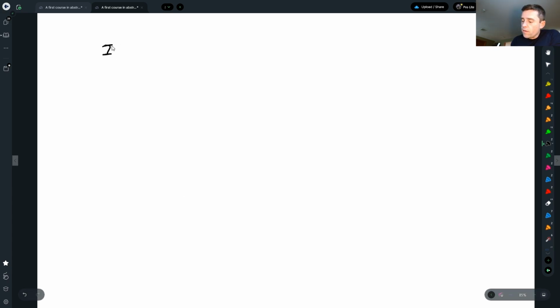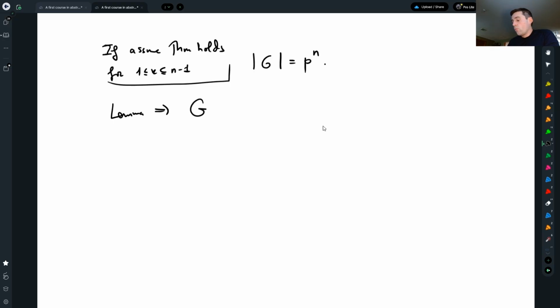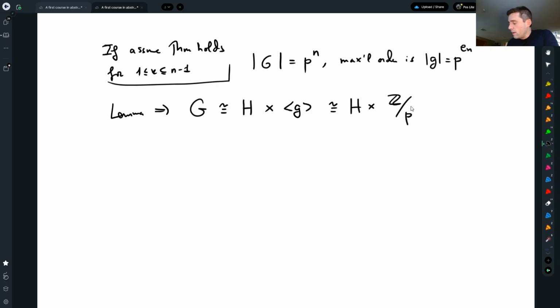Now, if we assume that the theorem holds for every k up to n minus 1 by a strong induction, and now suppose that the size of G is p to the n, and suppose that the element of maximal order is some element g of order p to the en, let's say, then by the lemma, G is isomorphic to some H cross the subgroup generated by this element g, which is isomorphic to H cross Z modulo p to the en Z.